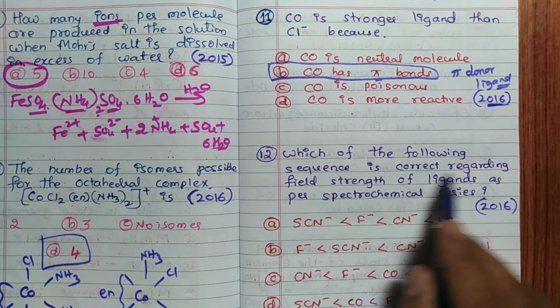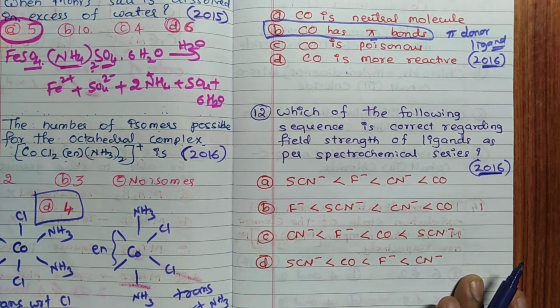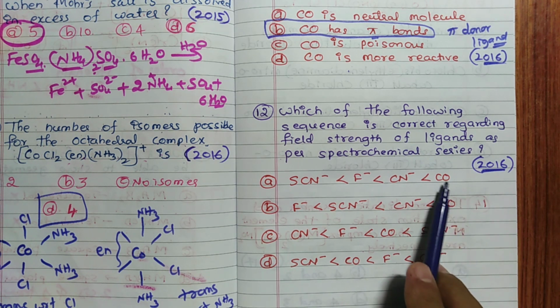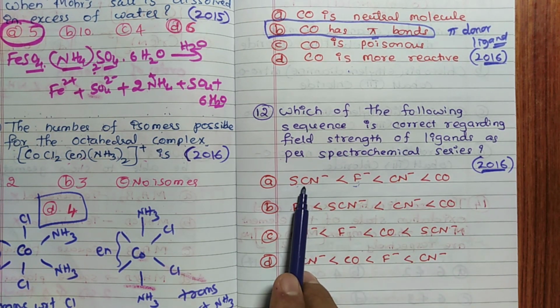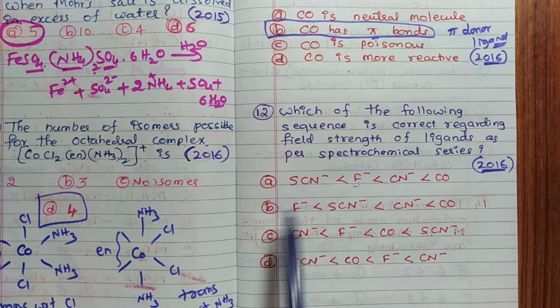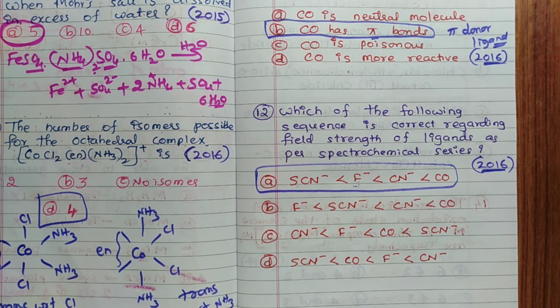Which of the following sequences is correct regarding the field strength? A 2016 asked question. This is a fact, a direct question actually. You have to remember the order. If you remember the order, CO is stronger, no doubt. CN is next. Out of the rest, which is stronger? Remember, F minus and Cl minus are stronger than SCN minus. Hence, the answer for this particular question is A. The 12th one, the answer is A.